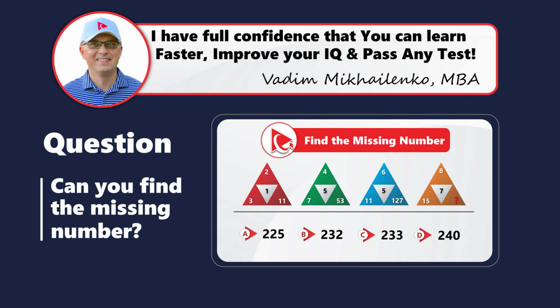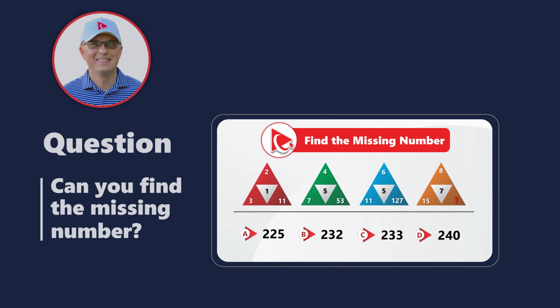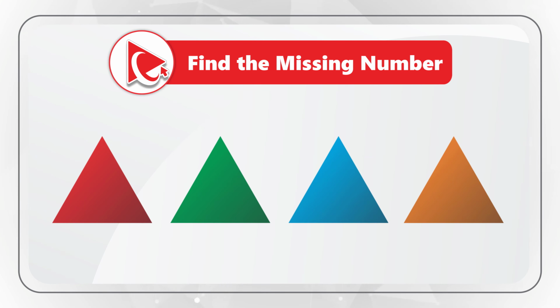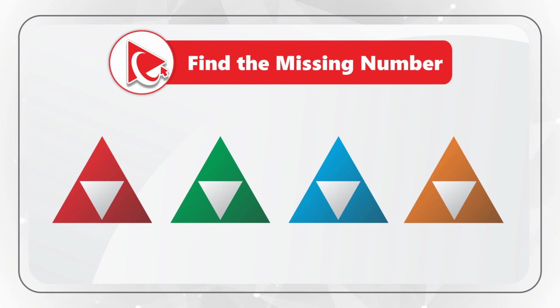Here's the famous 4-square triangle question that you frequently see on the test. You're presented with 4 triangles. In each triangle, there is a smaller triangle which breaks it down into 4 parts. Each part has a number. And in one small triangle, the number is missing.